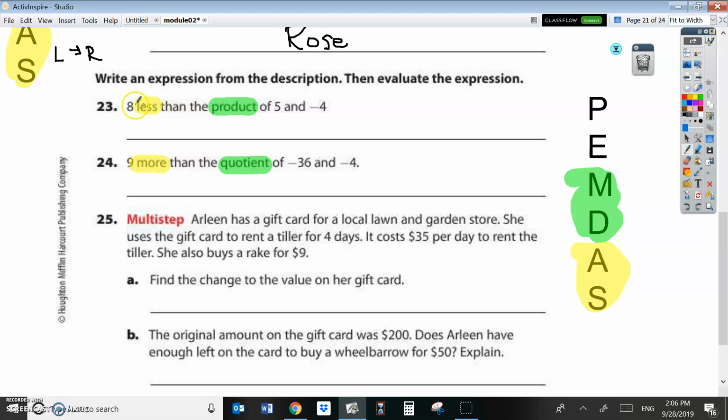So now let's do this. Product of 5 and negative 4. Here we go. Here's 5, and here's negative 4. That's that part. Check that off. And then 8 less than that. So that's going to be positive times a negative is a negative. 5 times 4 is 20, so negative 20 minus 8 is negative 28.